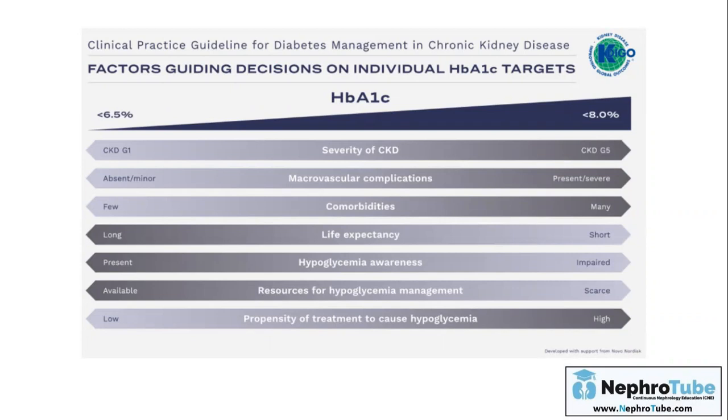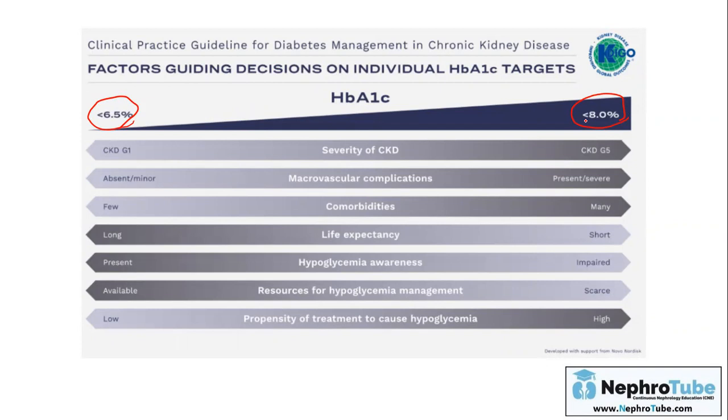Actually, the target must be individualized. Some patients, we will accept the target glycated hemoglobin to be less than 6.5, and some patients, we will accept the glycated hemoglobin to be higher, but it must be lower than 8%. The variability of glycated hemoglobin depends on the quality of the patient itself.